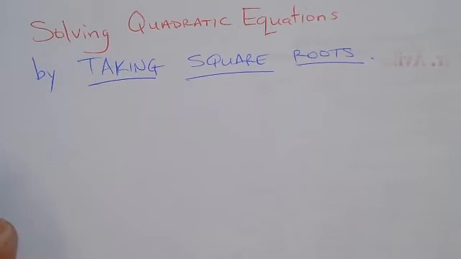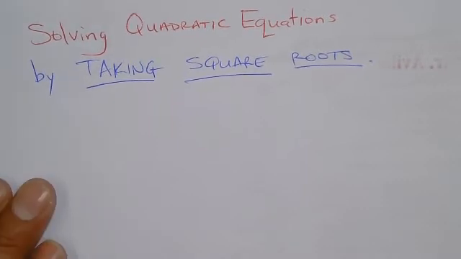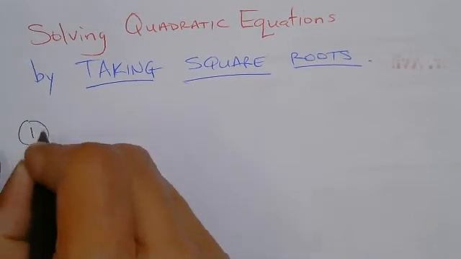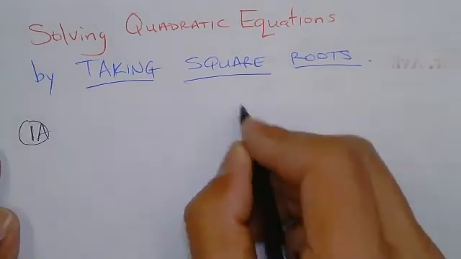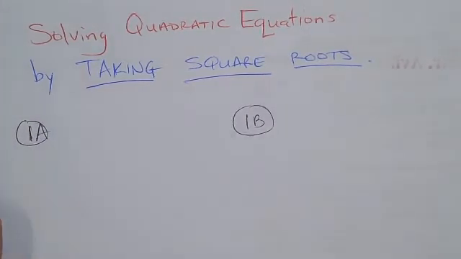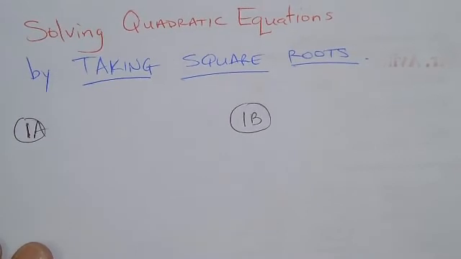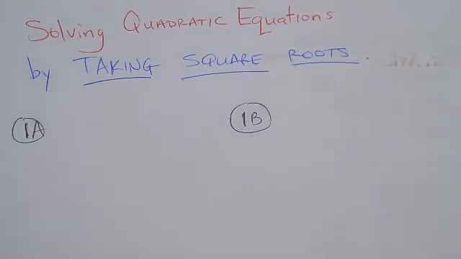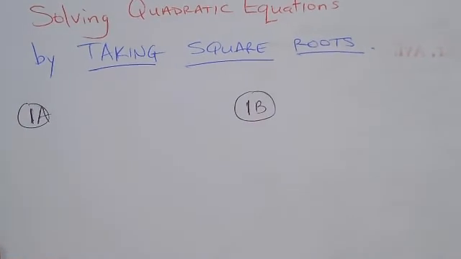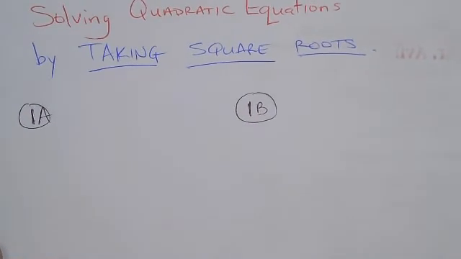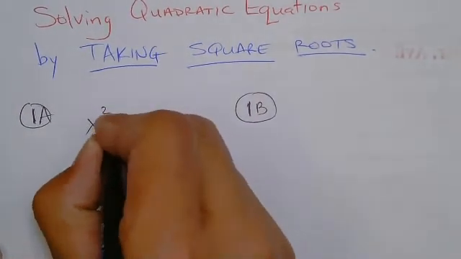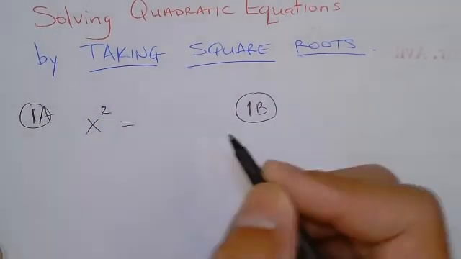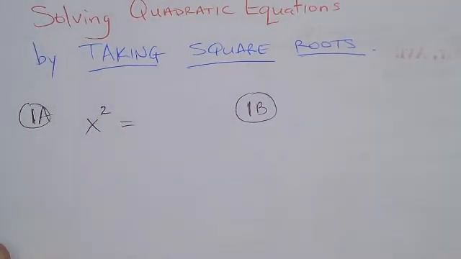Okay? All right. I'm going to put problem 1A right here, and I'm going to put problem 1B. And you're going to be like, why do you put 1A, 1B? Why don't you just put 1 and 2? Well, because there's something I want you to compare them. Ready? X squared equals 9.